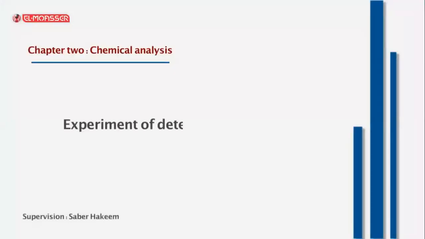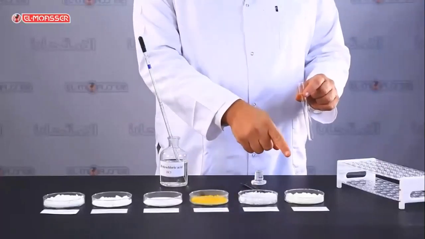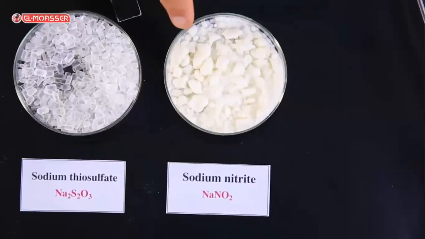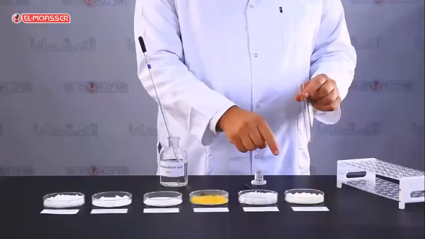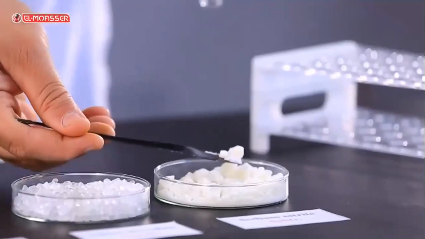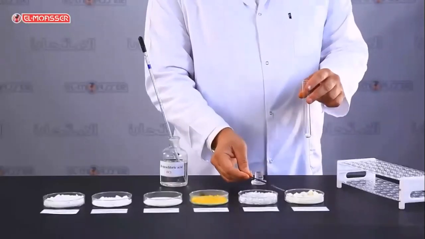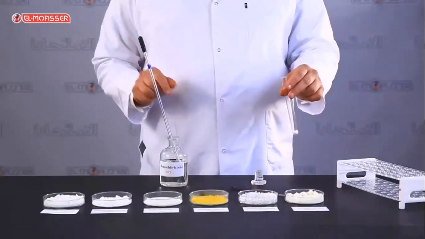Experiment of detection of nitrite anion. Nitrite anion is detected in sodium nitrite salt by a main experiment and another confirmatory experiment. Main experiment. Add to sodium nitrite salt drops of diluted hydrochloric acid.